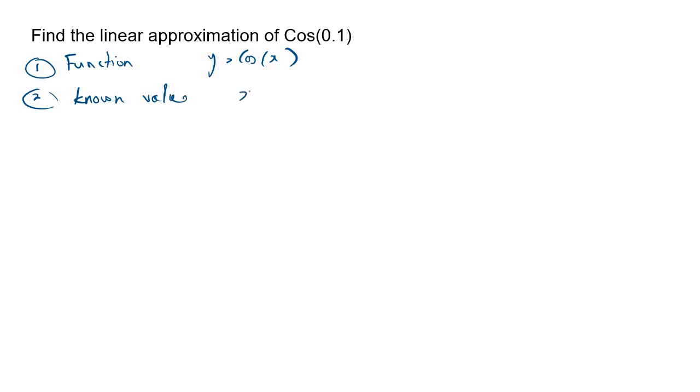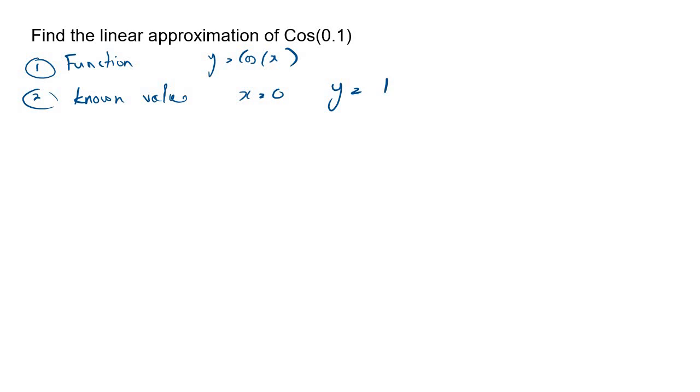So we are asked to find the linear approximation for cos 0.1. Now we don't know the value of cos 0.1. So first thing we do is write a function. The function is y equals cos x. Next, we find a known value. We know that when x is equal to 0, y, cos 0, is equal to 1.